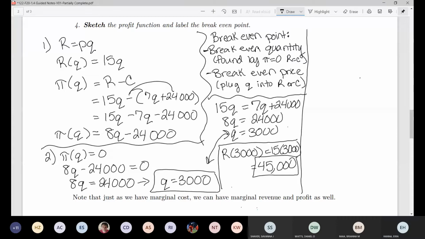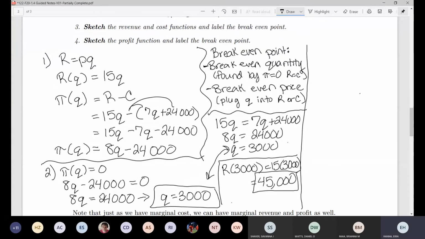Okay. Anyway, so the last two things we wanted to do here was to sketch first the revenue and cost functions and label the break-even point, and then sketch the profit function and label the break-even point. So part 3, we want to sketch. And again, when I say sketch, I mean sketch. So we want to sketch the cost function. So that's the 7Q plus 24,000. Well, we kind of already sketched that the other day, didn't we? And it was high up on the y-axis.